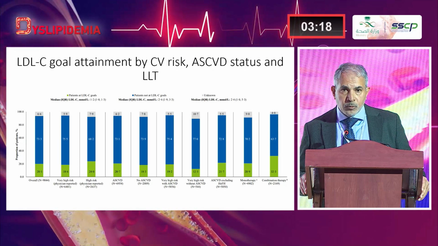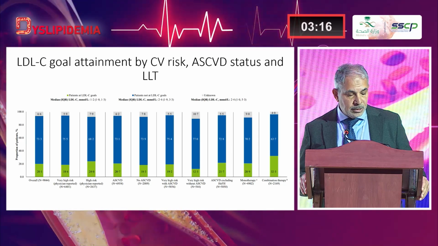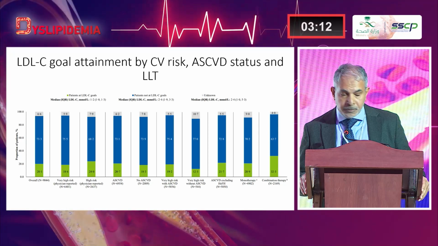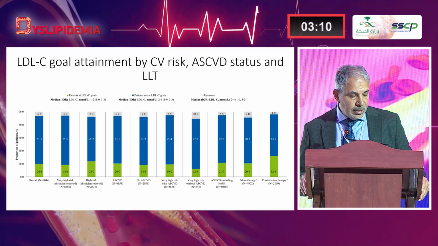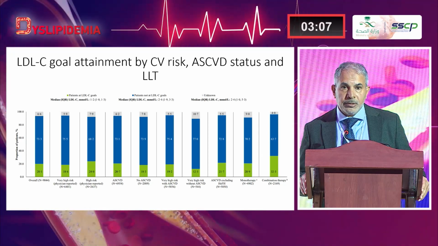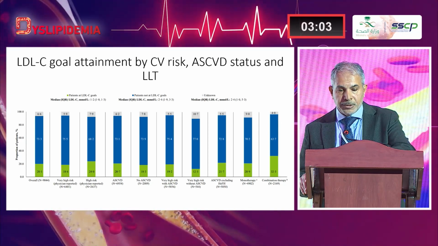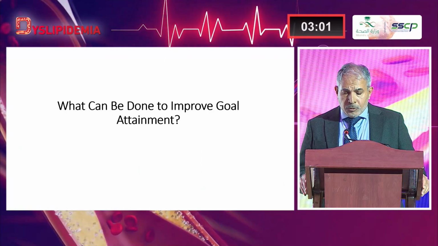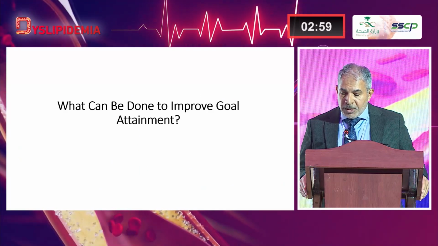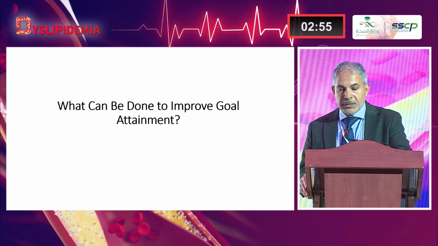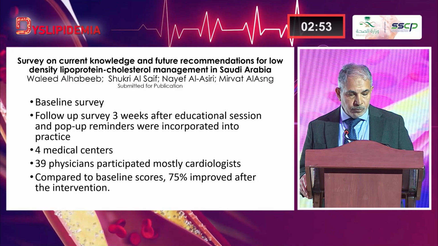Interestingly, 21% of those that were controlled were on monotherapy, and of those that had achieved target, 32% actually were on combination therapy. So people everywhere are not doing very well. What can be done to improve goal attainment? I'm going to go through three quick reviews.